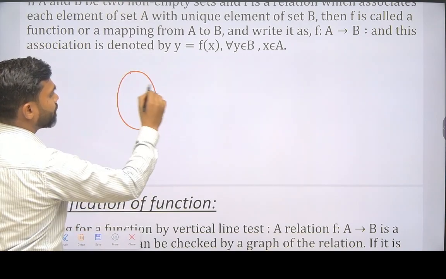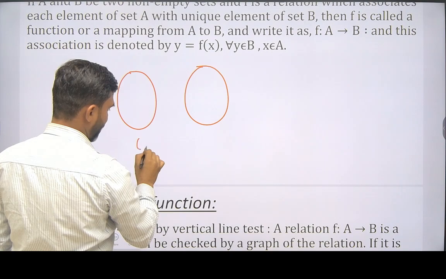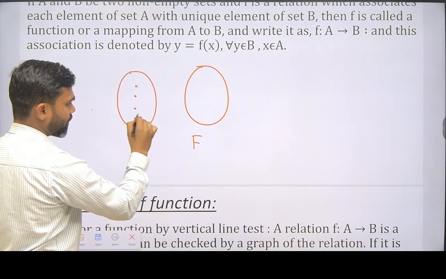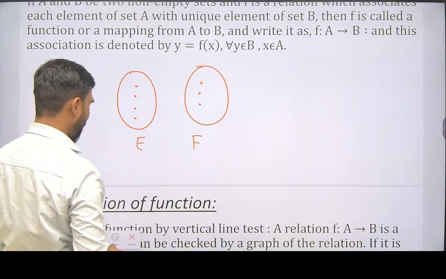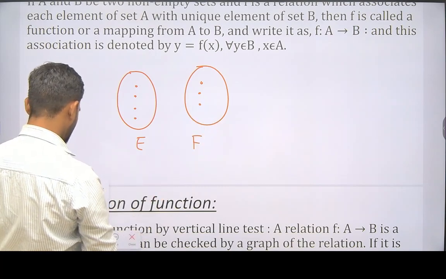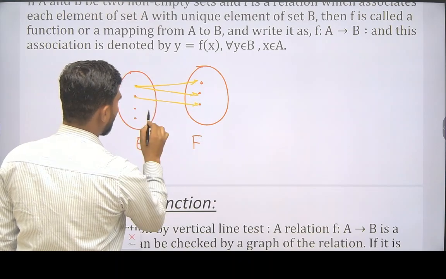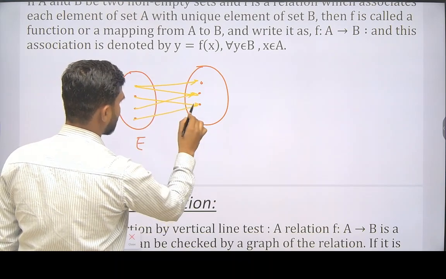Now, let me draw another diagram. Suppose we have E and F, a relation defined from E to F. These are the elements here in E. These are the elements in F. Let me show you the mapping. Suppose this is mapped with this one, and this.